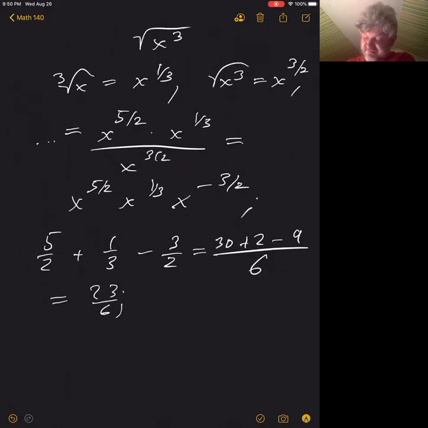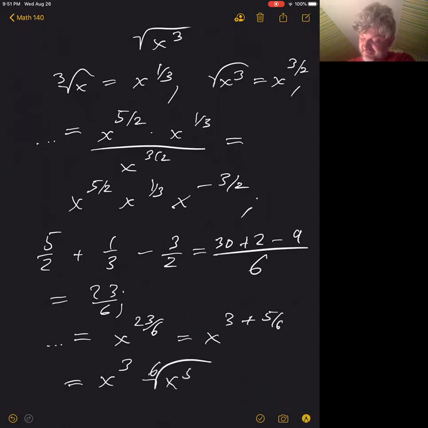And my answer is x to the 23/6. And rewriting it in simplified radical form, split off 18, that's 3 times 6. So this is 3 plus 5/6. That's x cubed times the 6th root of x to the 5th.